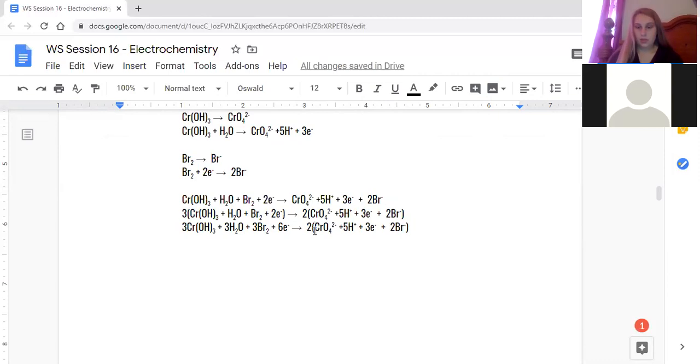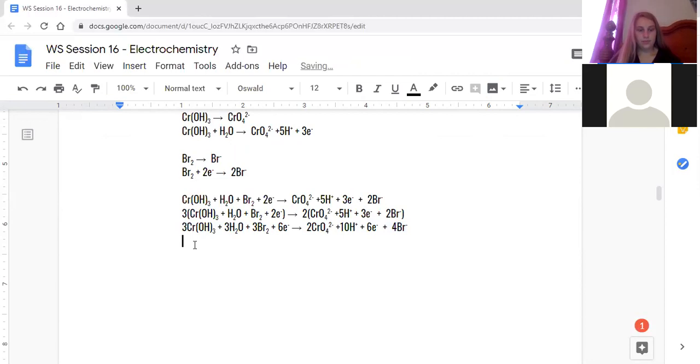So we're going to multiply this side by 2. So we're going to have 2 CrO4 2 minus. We're going to have 10 hydrogen ions, excuse me. We're going to have 6 e minus over here. And 4 Br minus over here. Now everything's been multiplied out.